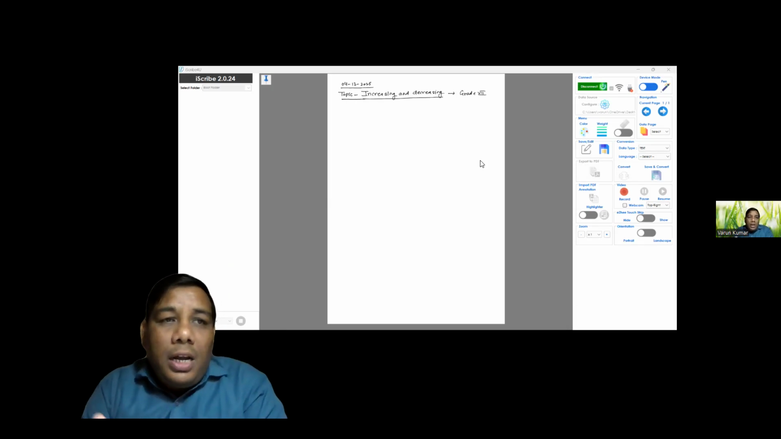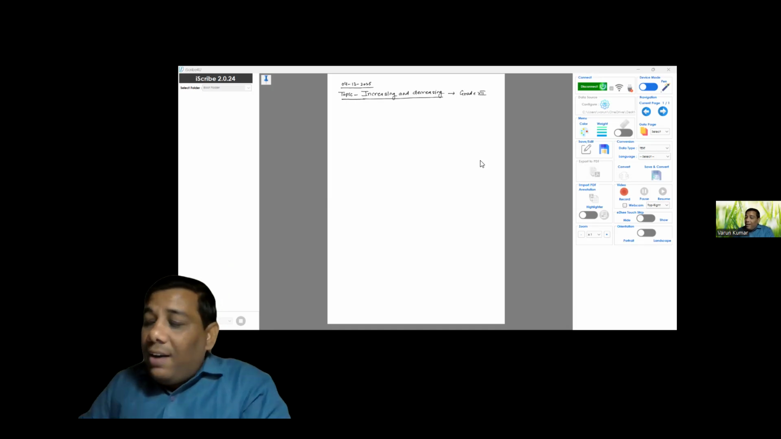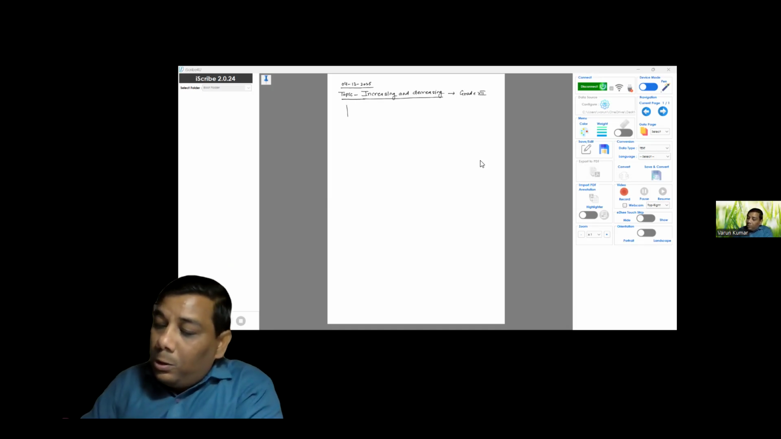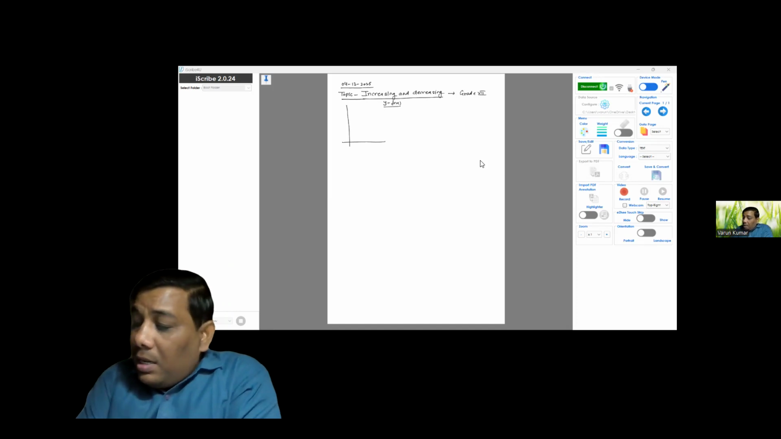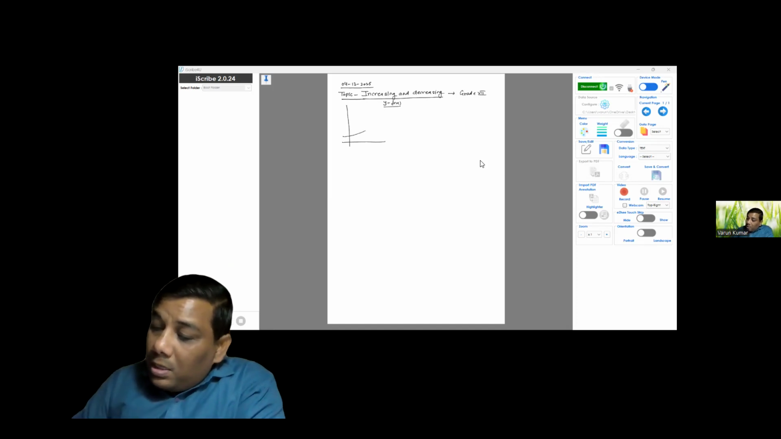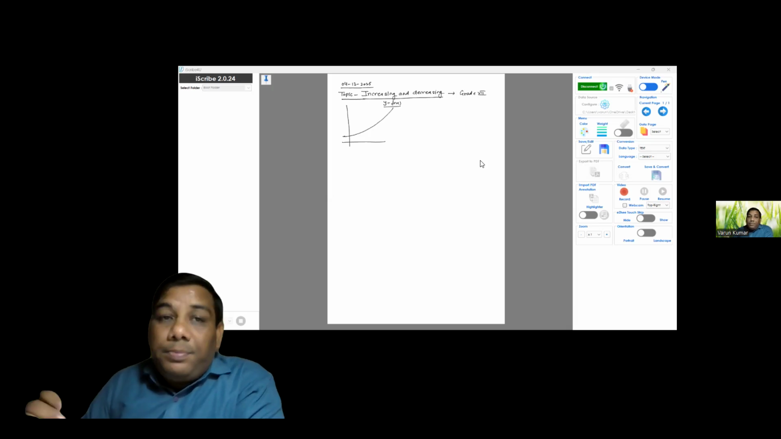So increasing and decreasing in terms of graph, suppose y equal to f(x). This is a real valued function. Now think about this graph.